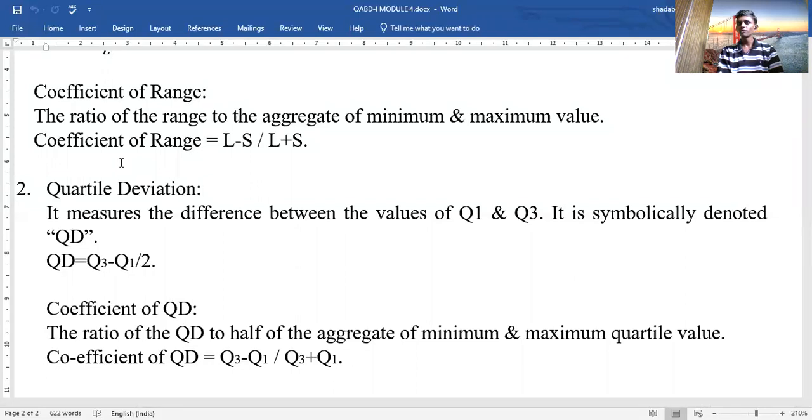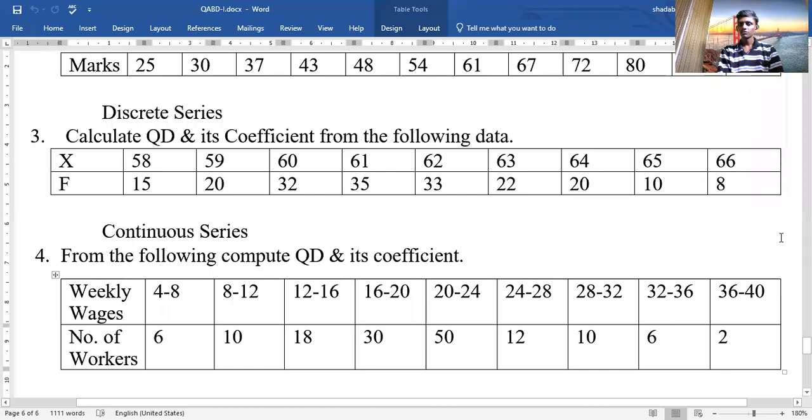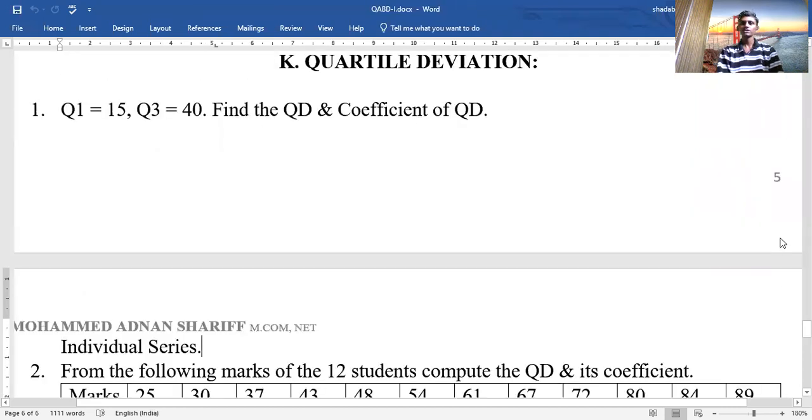Now we will move forward and solve some numerical problems based on quartile deviation. The first question: Q1 they have given 15, Q3 they have given 40. Find quartile deviation and coefficient of quartile deviation. Now we will solve this using the formula.